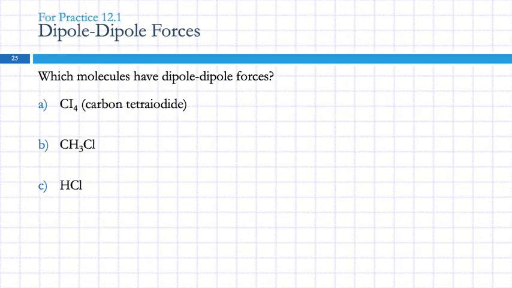Which of these molecules have dipole-dipole forces? So CI4, I wrote the name out because this is not chlorine 4, this is carbon tetraiodide. CH3Cl or HCl. So we're trying to identify which ones have dipole-dipole forces. What kind of molecules have dipole-dipole forces? Polar molecules. So we're looking for polar molecules. So we're looking for things that are polar.